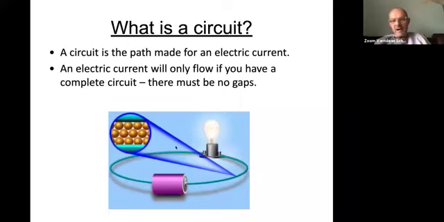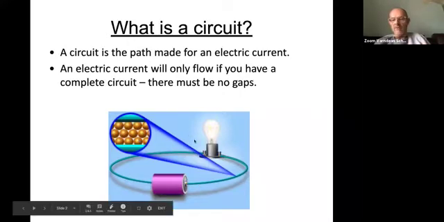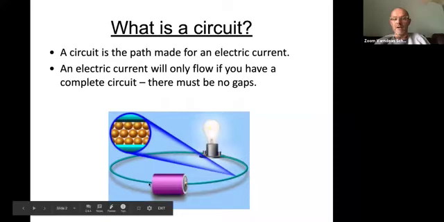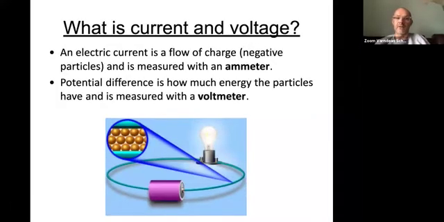So the path is for the electrons that are flowing around. An electric current is a flow of electrons, a flow of negative charges. The reason it can only get all the way around is that if there's a gap, the electron can't get across that gap. It has nowhere to go.